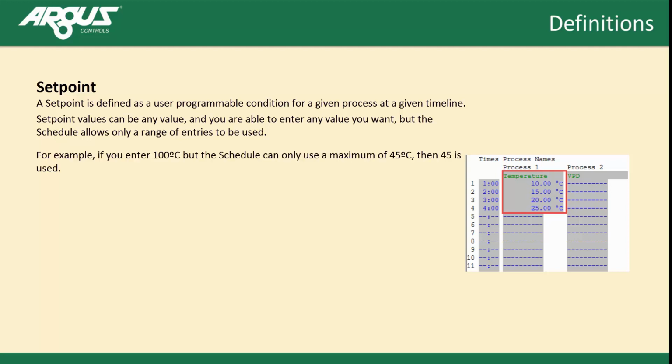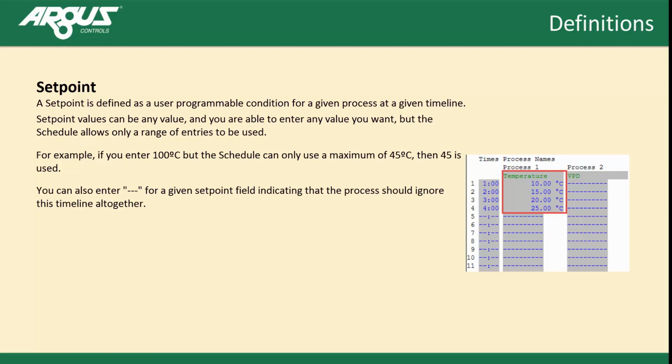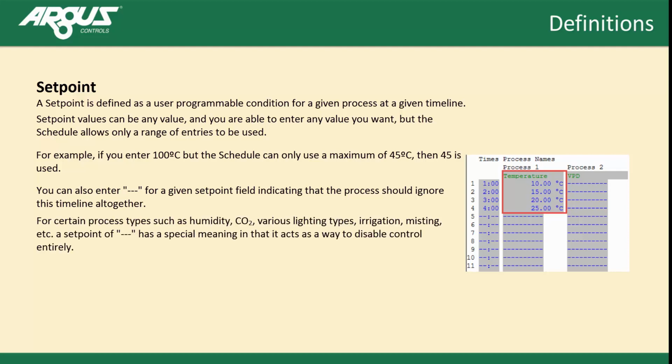Setpoint values can be any value, but the schedule applies limits on the range of the process. For example, if process number 1 is configured for temperature, and the configured design specification for the chamber is 4 degrees Celsius to 45 degrees Celsius, you are not able to enter values outside of this range. You can also enter spaces for a given setpoint field, indicating that the process should ignore this timeline altogether. For certain process types such as humidity, CO2, various lighting types, irrigation, misting, and so on, a setpoint of space has a special meaning in that it acts as a way to disable the control entirely.